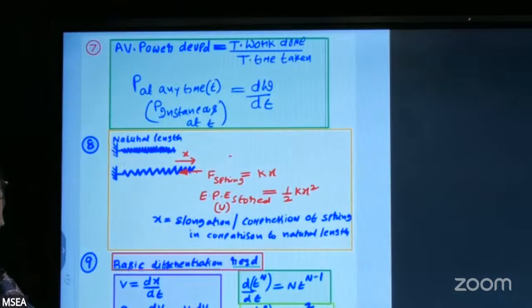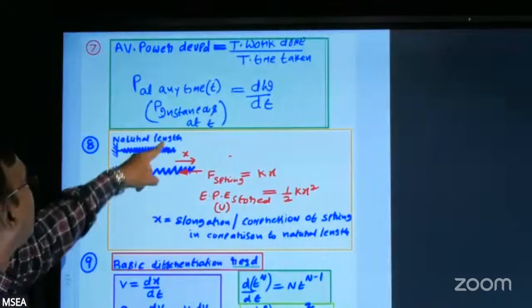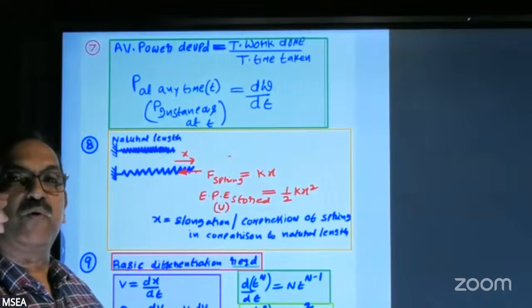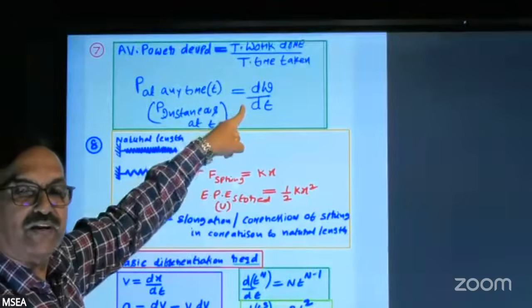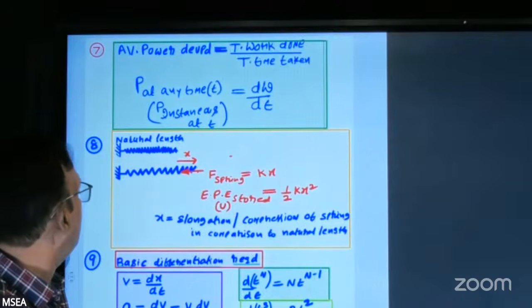How to calculate the power at any instant of time t? Power at any time t means whenever you want the power at any instant, you have to go for simple differentiation, dW by dt. Average power is total work done by total time, and instantaneous power is dW by dt.